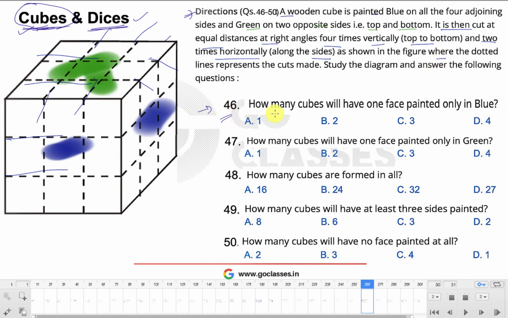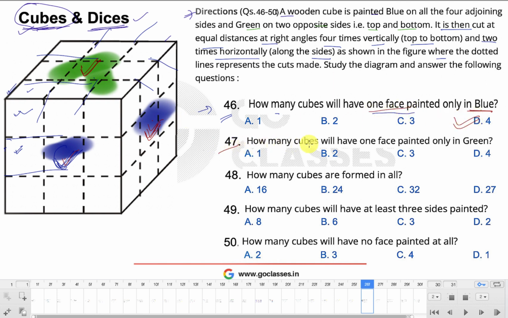So question number 46. How many cubes will have one face painted only in blue? Only one face is painted. This cube has 3 faces painted. This one and this opposite one. This also has 2, this one and this one. Only this face is painted only 1 time. In this also, this face is painted 1 time. This face is painted 1 time. So how many faces are there? 1, 2, 3 and 3 are in opposite. So total 6 faces are painted 1 time, but it is asking only 1 time but in the blue. So only 4 faces that are in the only blue and 1 face painted.